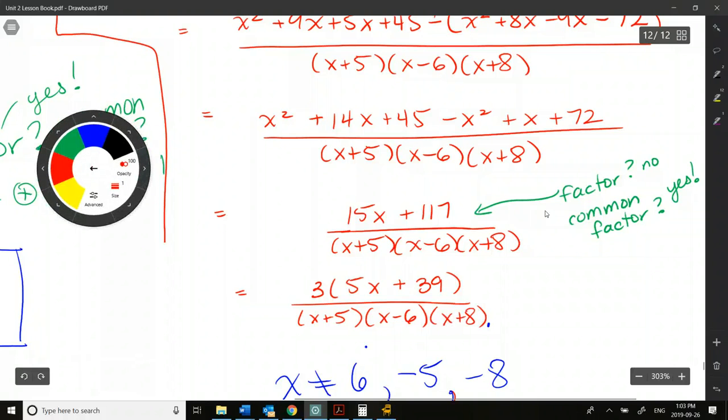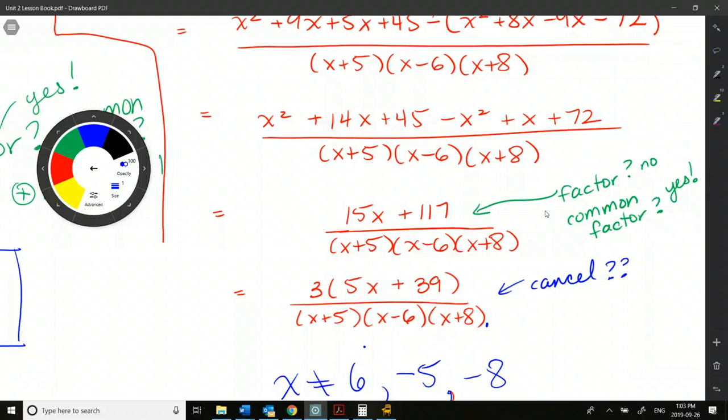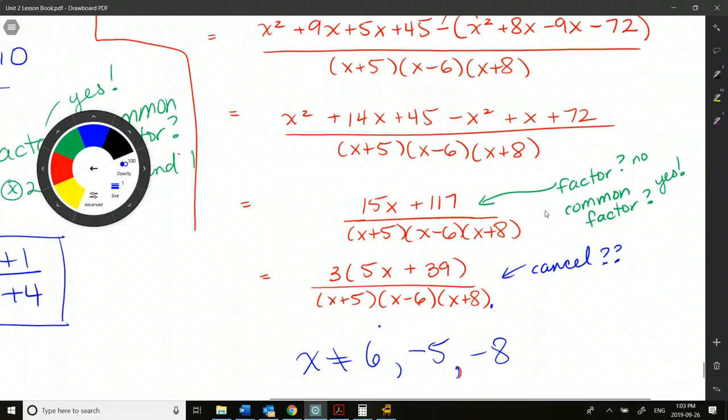Okay, and then the last question I want to ask myself is, can I cancel any further now that I have done that? What about this 6 and this 3? Why not? It's being subtracted, right? So I can't cancel individual pieces like that. So there's no more further canceling that can be done. So considering that, we are done our question here.